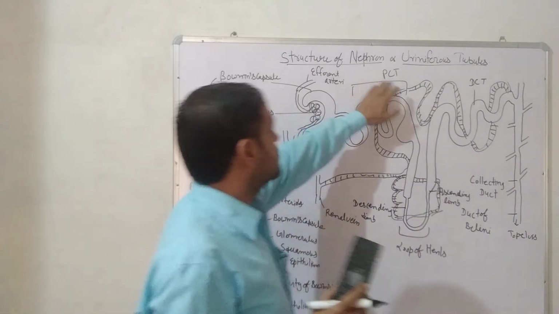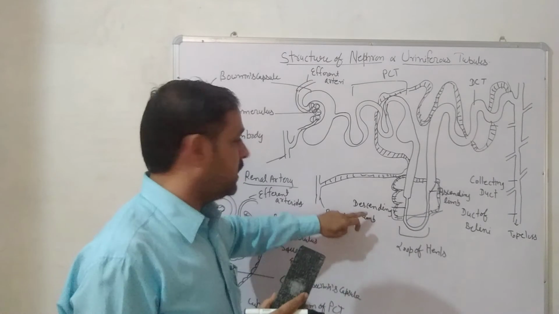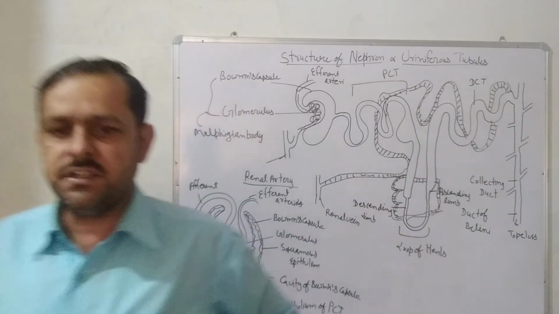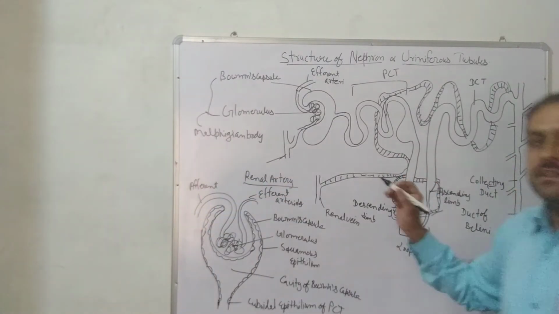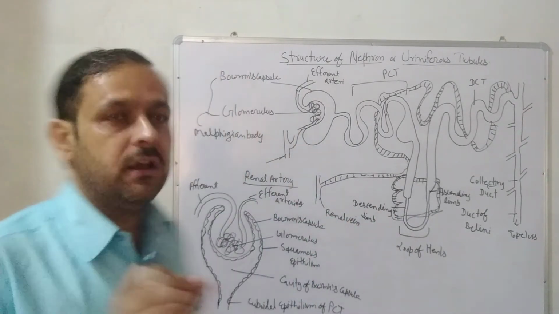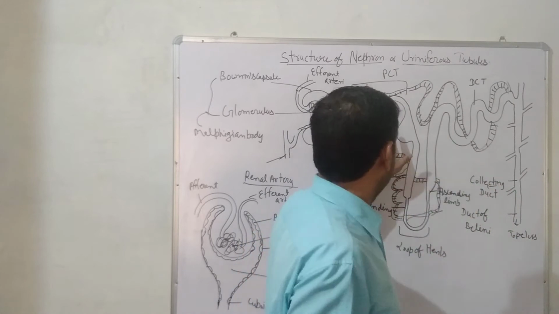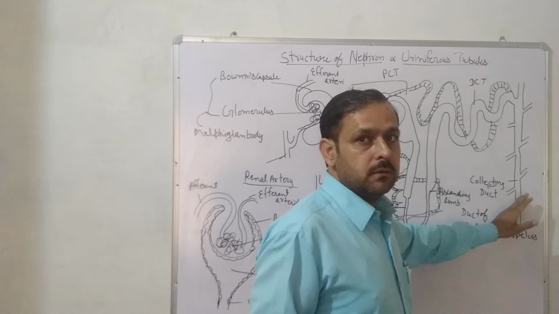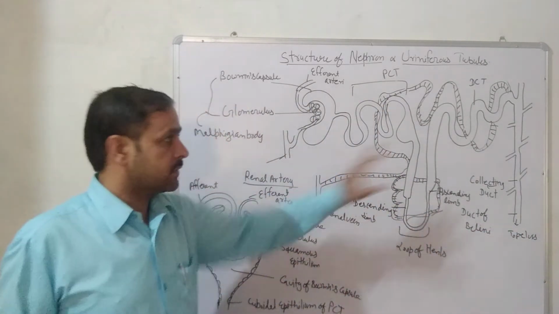Then this is the proximal convoluted tubule, PCT, and then Henle's loop or loop of Henle, which is divided into two parts, descending limb and ascending limb. Then DCT means distal convoluted tubule, and then the collecting duct. We know that each kidney has 10 to 12 lakh nephrons in it. So the collecting duct is common for many nephrons. They collect urine from the DCT and transfer it to the pelvic region, and here the ducts of Bellini are also present in the collecting duct.